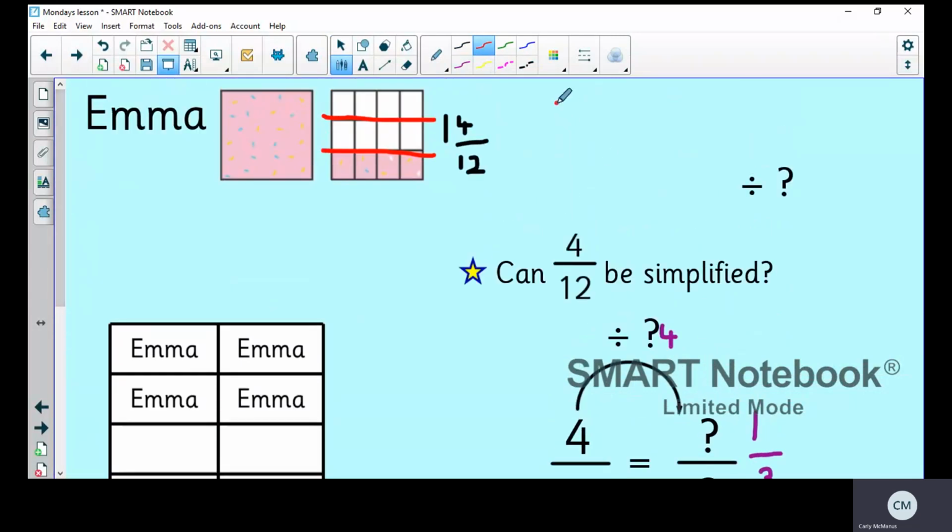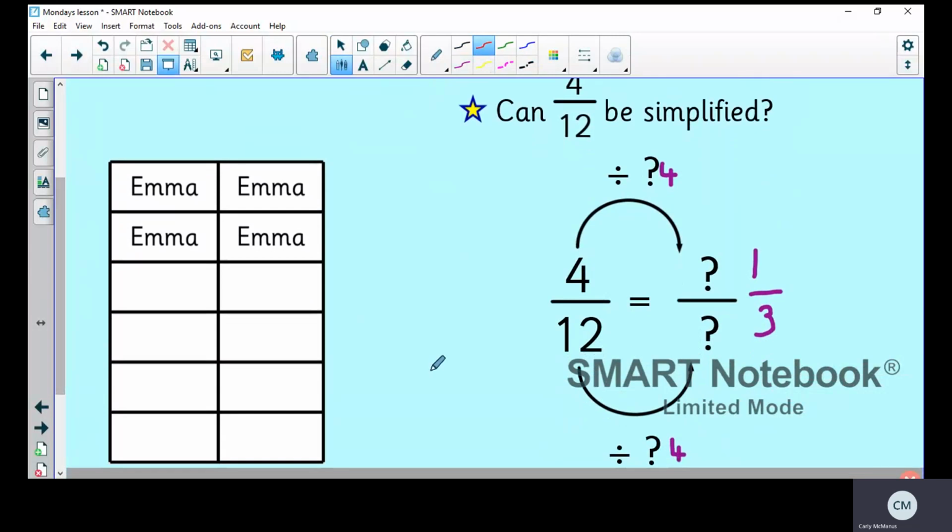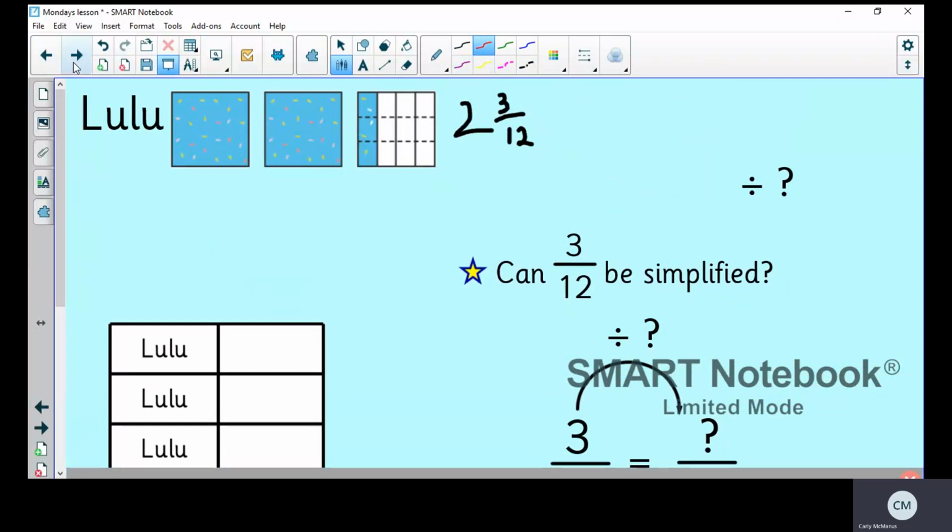1 and 4/12 simplified is 1 and 1/3. Now remember, you do not change the whole number, you cannot simplify the whole number. We've just simplified that fraction into that. So these two fractions are equivalent. When we simplified it, we just made it the smallest it can possibly be. We tried to divide it by 1, 2, 3 and 4. We can't go any higher than 4 because that number is 4, so you can't divide by anything higher than that number.